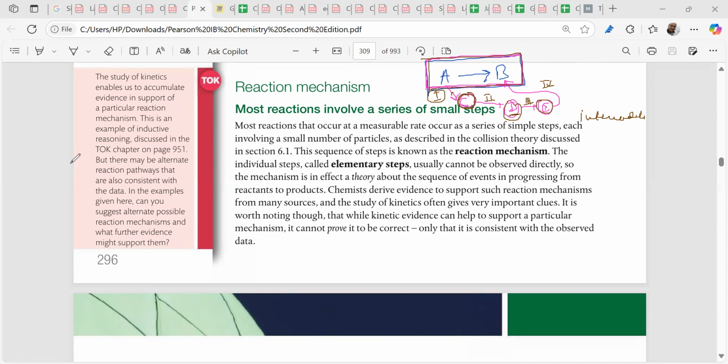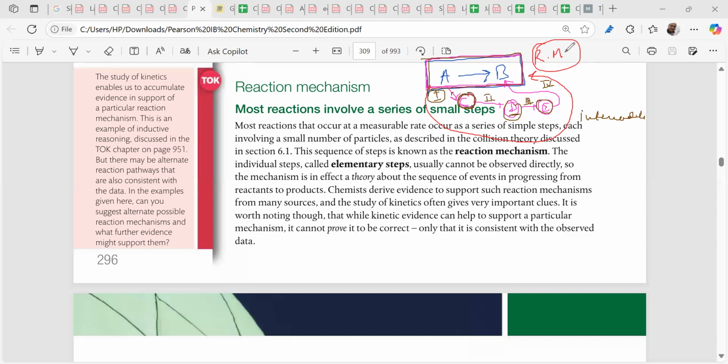Now, this is a theory, which is backed up by some evidence, but it is a 100% theory. This entire series of the steps is called a reaction mechanism. It's a very important portion we have to learn, a very, very important part to master.